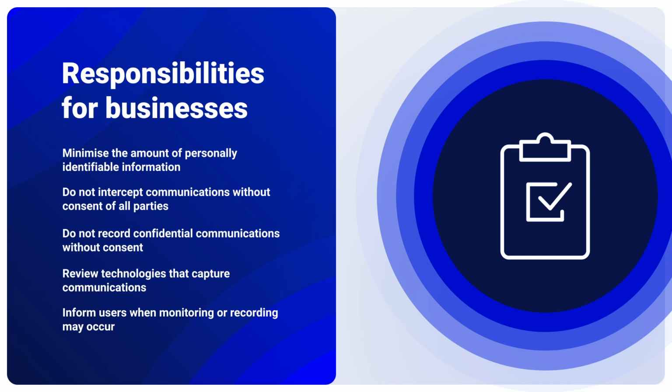Businesses should review their responsibilities under the law. They should minimize the amount of personally identifiable information and should not intercept communications without the consent of all parties. In addition, confidential communications should not be recorded without consent. Organizations should review technologies that capture communications. They should also inform users when monitoring or recording may occur.